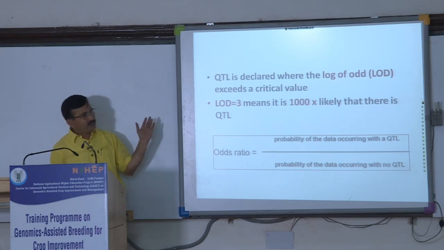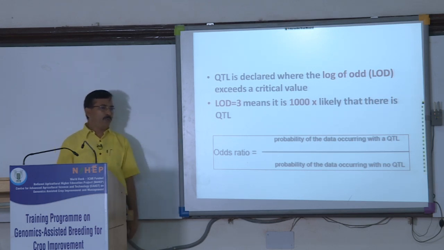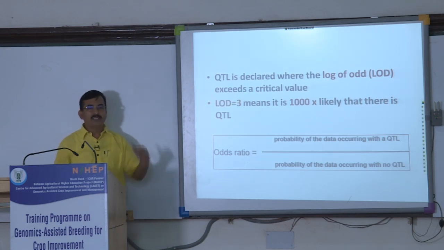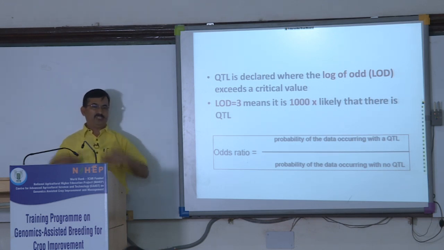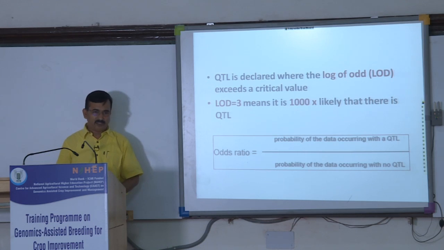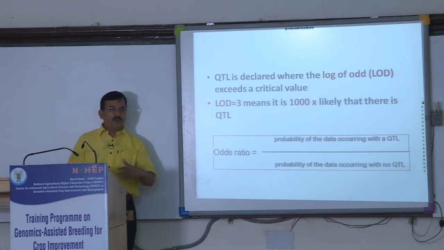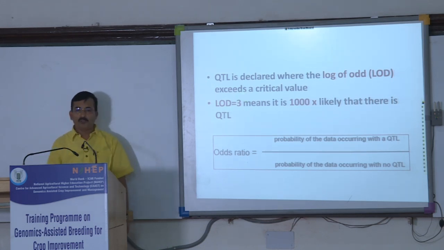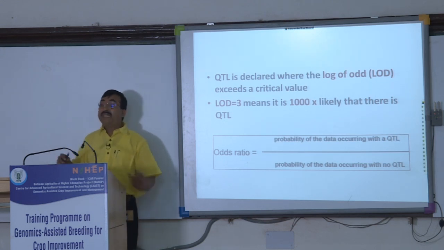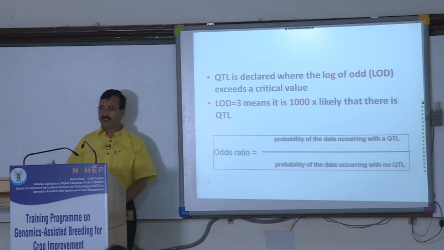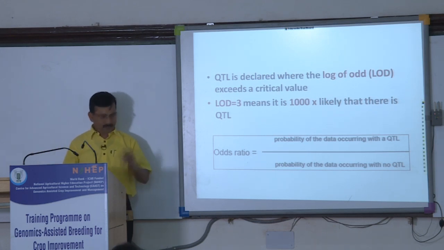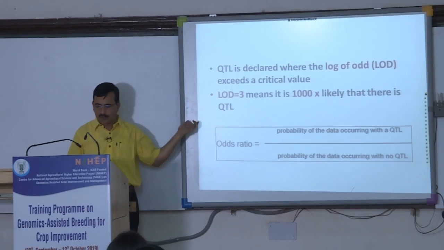If you see old papers, they did not use 3; they used 2 or 2.5. But gradually now you are increasing. If you increase more, your precision is further increased, right? Nowadays we do not stick to a particular LOD. With the mapping population, we calculate a dynamic LOD. We change it with the population. But this was earlier followed like this.